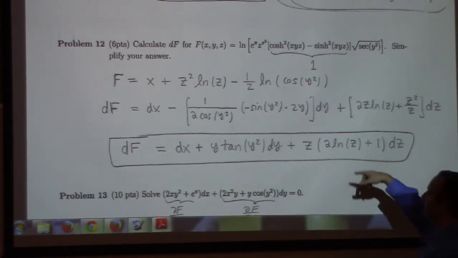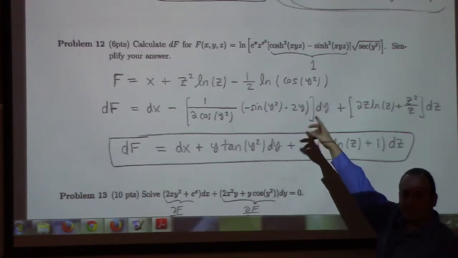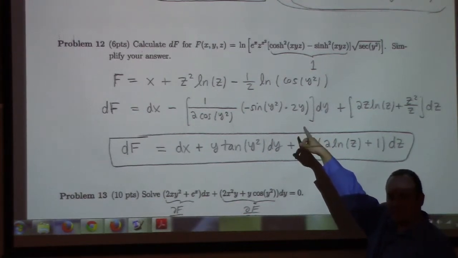The total differential for a function of several variables is just partial f, partial the first variable, d the first variable, plus partial.